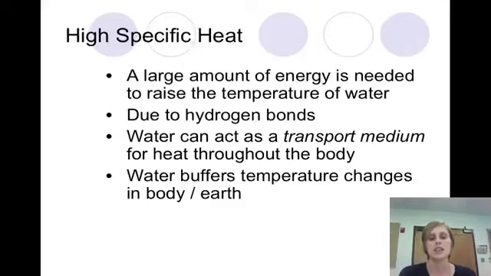High specific heat. This is the fact that water requires a large amount of energy to raise or lower its temperature. And it's also due to the hydrogen bonds. Water can act as a transport medium for heat throughout the body.